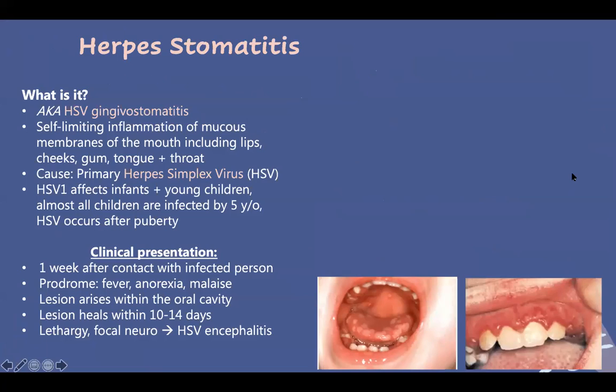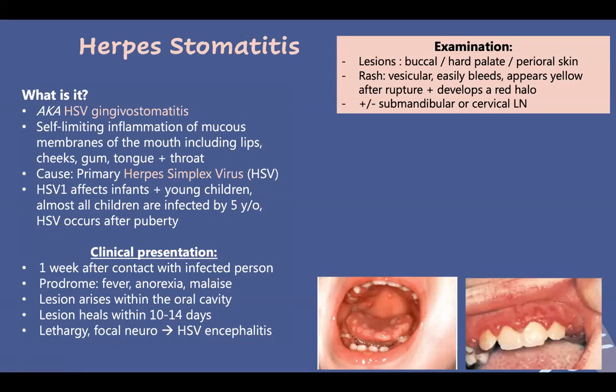This has become a green condition for you guys, which confuses me, but that's fine. So this is herpes stomatitis, so HSV gingivostomatitis, which is a self-limiting inflammation of your mucous membranes in the mouth, so including your lips, your tongue, your hard palate. And it's when you have a primary herpes simplex virus. So HSV1 affects typically younger children. Almost everyone, so 99% of people, will be infected by 5 years old. And then HSV2 occurs after puberty when people start doing other stuff. Not for today, that's fine.